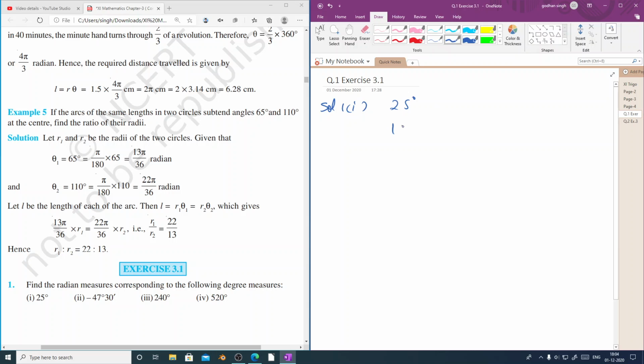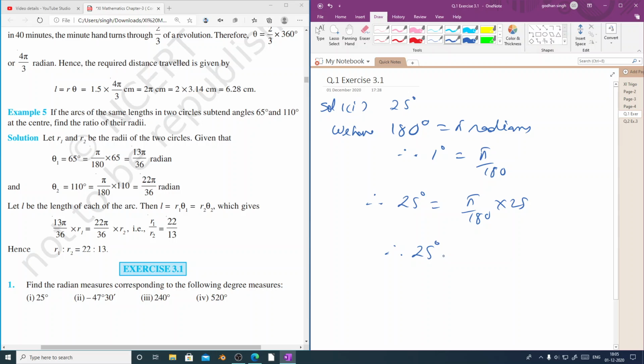So we know that 180 degree equal to pi radians. So every time we'll be writing this one, therefore we'll be getting 1 degree equal to pi by 180 radian, and therefore we can say that 25 degree equal to, multiplying 25 both sides, we'll be getting 25 degree equal to pi by 180 into 25.